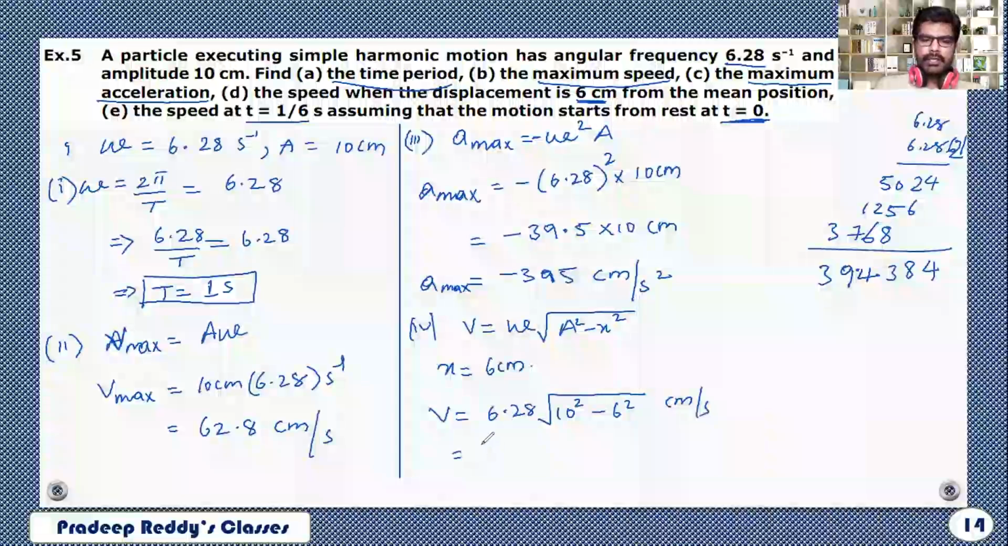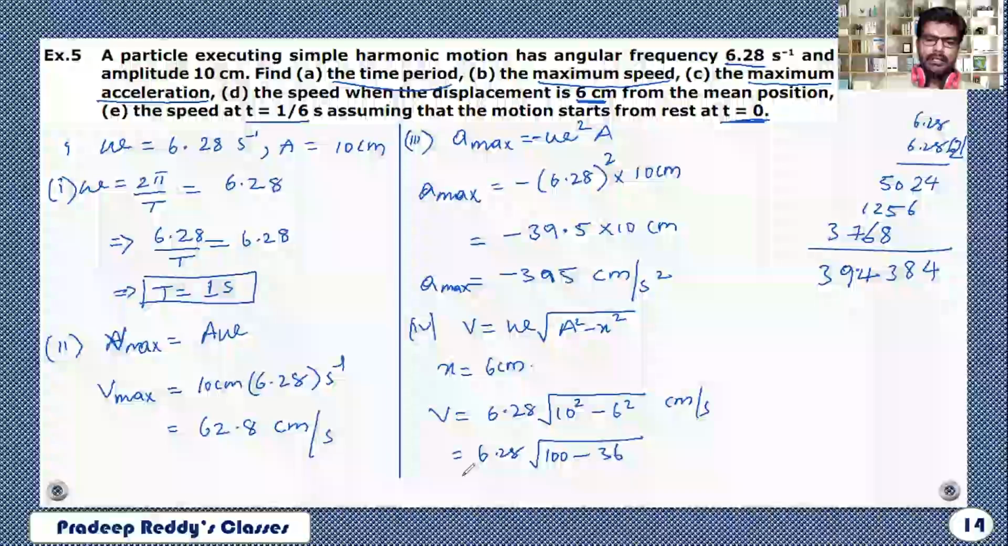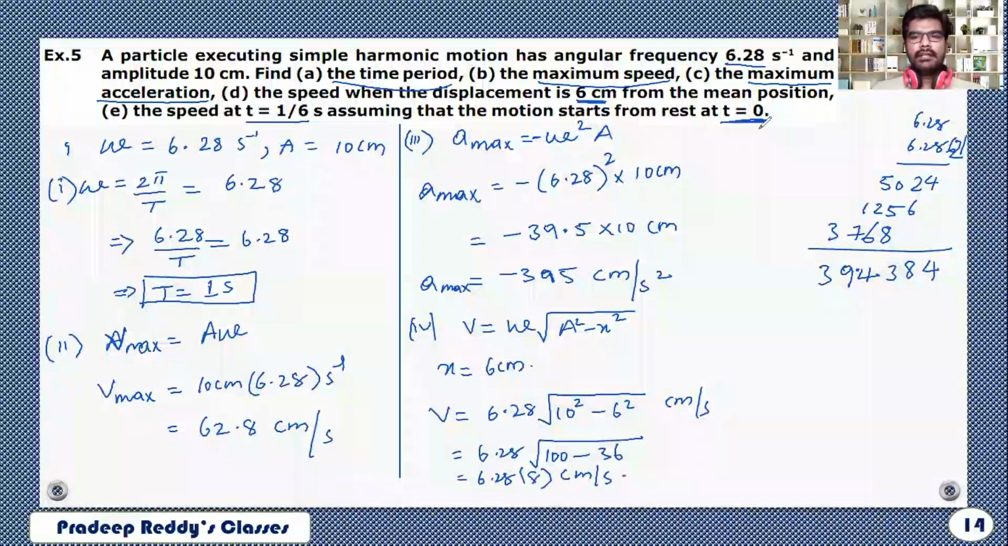It is 6.28 under root 100 minus 36. 100 minus 36 is 64. Root 64 is 8. This is 6.28 into 8 centimeter per second. This is the velocity of the particle when it is at a displacement of 6 centimeter.